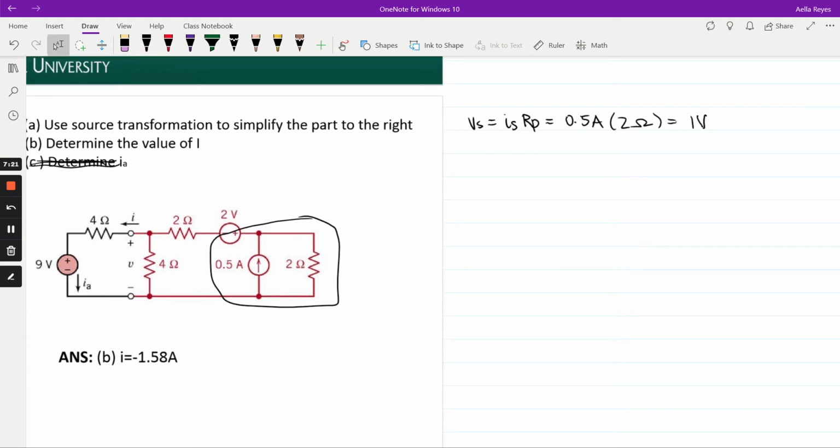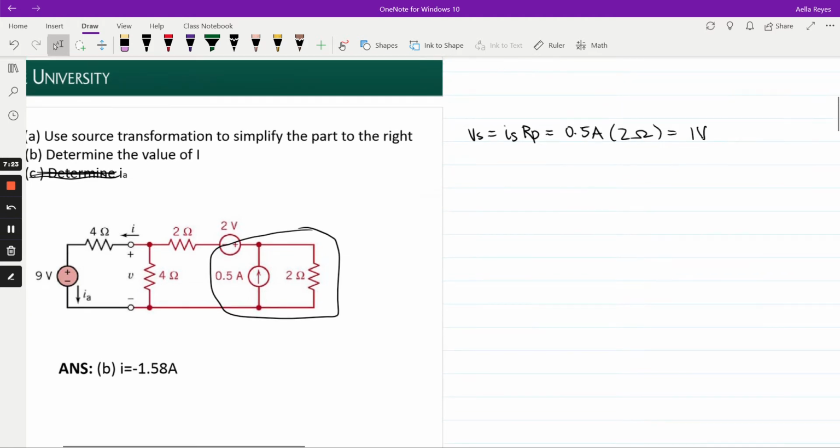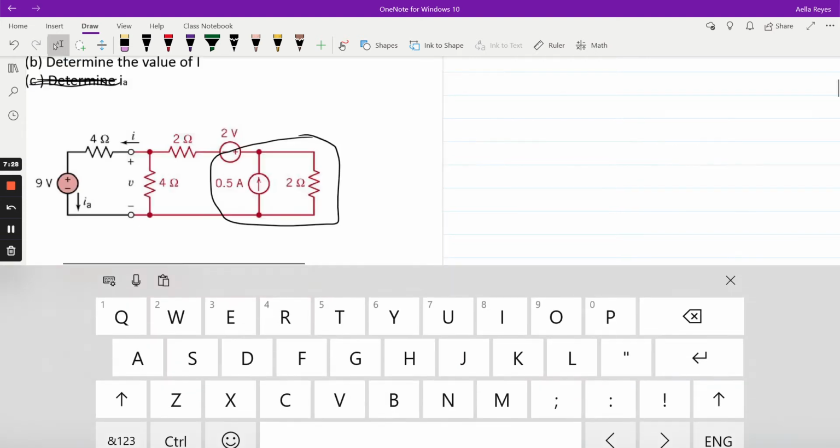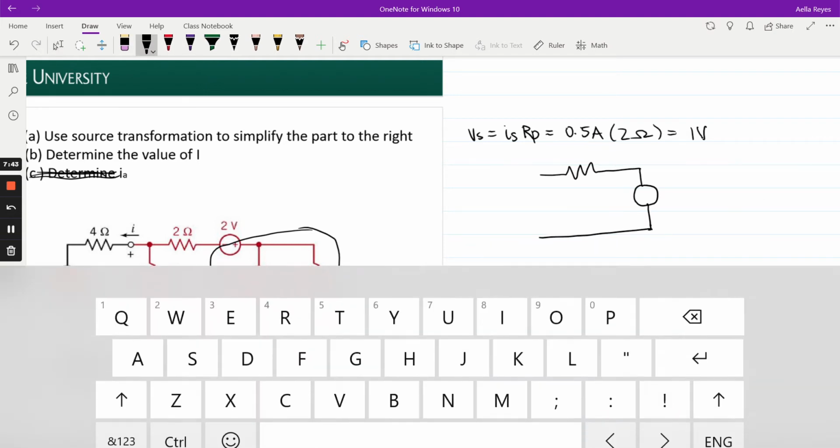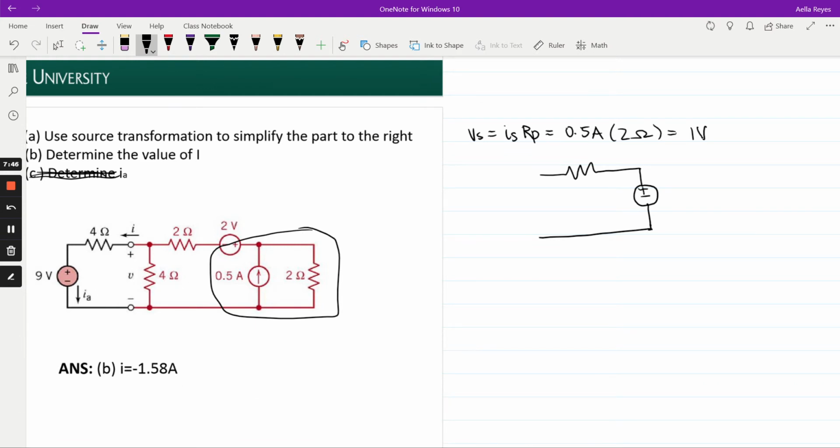And so we can draw a new circuit of what this part looks like. So it's going to look like this. Wherever it's pointing up, that's usually the positive side, and then the tail end is the negative side. So that's how I know which of these signs to go with.